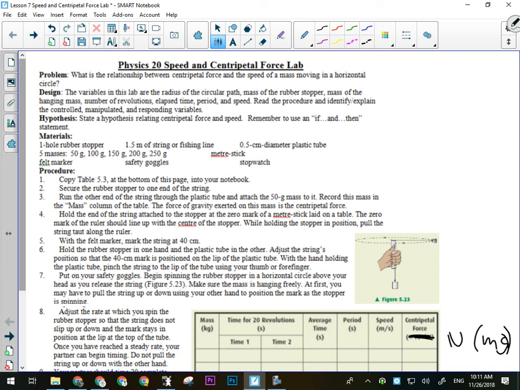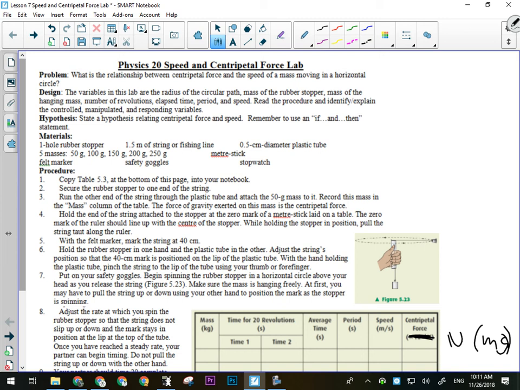The responding variable is obviously still the same. We're still testing the effect of something on speed, so that could stay the same. Whatever you used for your explanation can stay the same. And several other controlled variables are also remaining the same between both labs, so you can reuse a few things there. For your hypothesis, it's going to be very similar to Friday's hypothesis, except now you're just relating centripetal force and speed.